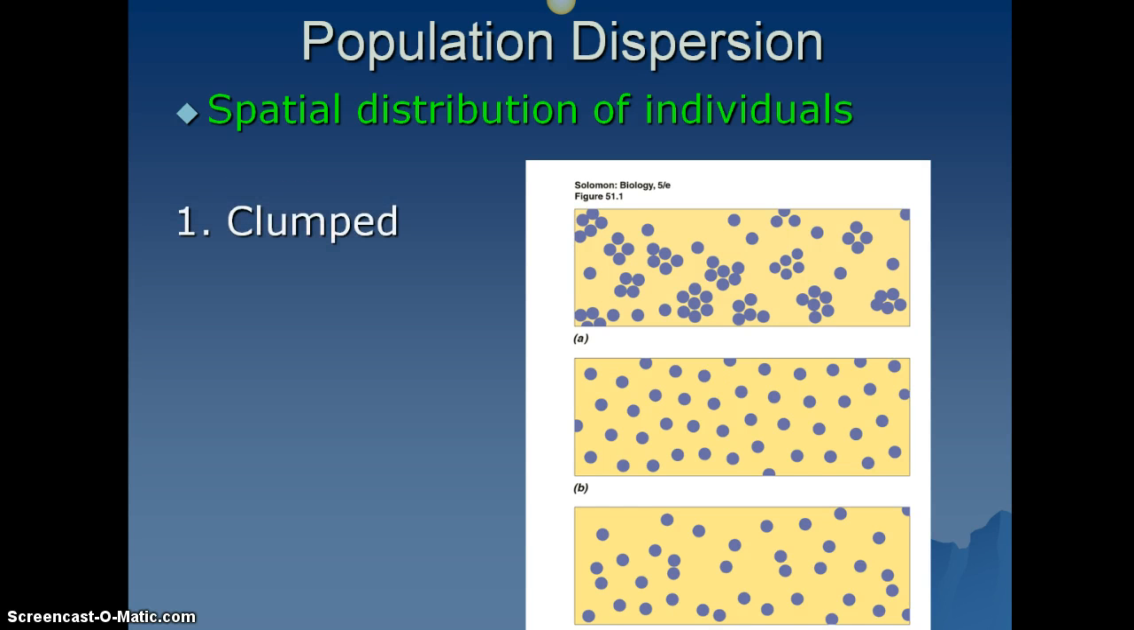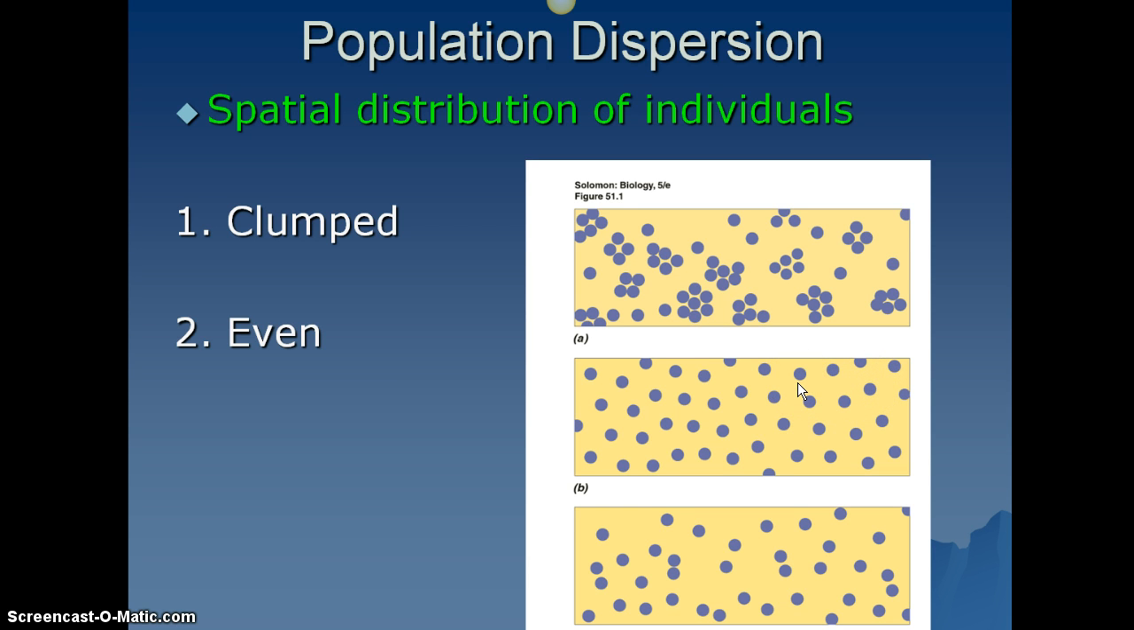So number one is clumped, and you can see here kind of what that would look like. Now, some reasons that individuals might be clumped is because of safety. Maybe also, safety in numbers. So like a school of fish would be an example that it's safer for them to come in a group. They look larger. Maybe they're not going to have predators coming after them as much as they would if they were by themselves.